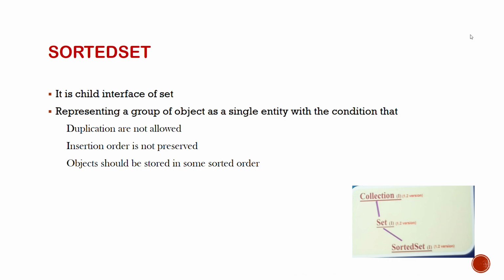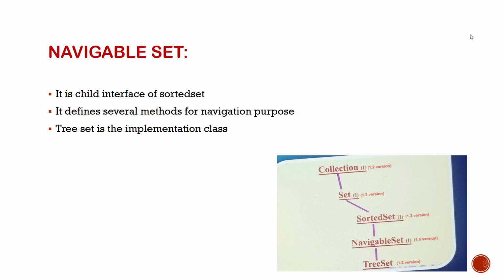So what is sorted set? Sorted set interface is a child interface of set representing a group of objects as a single entity with the condition that duplicates are not allowed, insertion order is not preserved, and objects should be stored in sorted order. So collection is divided into set, set is divided into sorted set. Now navigable set. It is a child interface of sorted set. It defines several methods for navigation purposes. Tree set is the implementation class. So collection is divided into set, then sorted set, then navigable set, and navigable set is again divided into tree set.